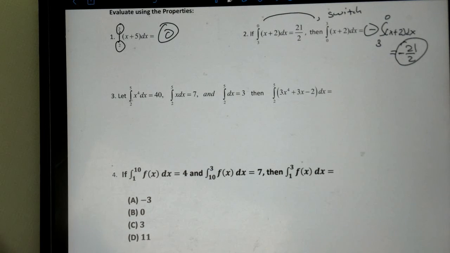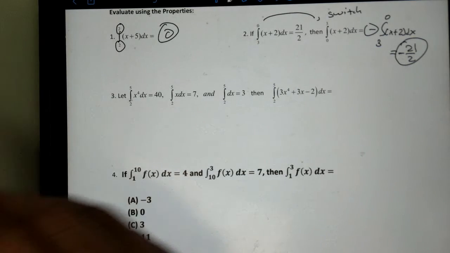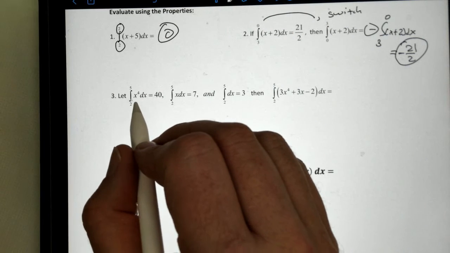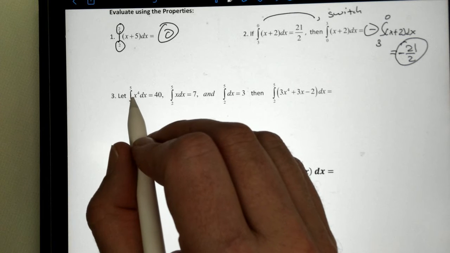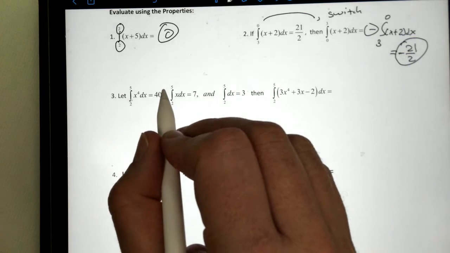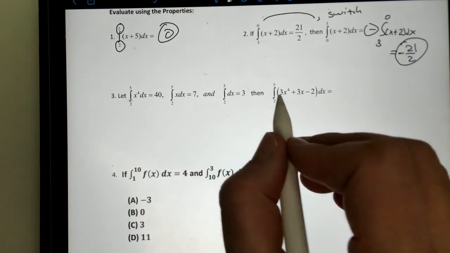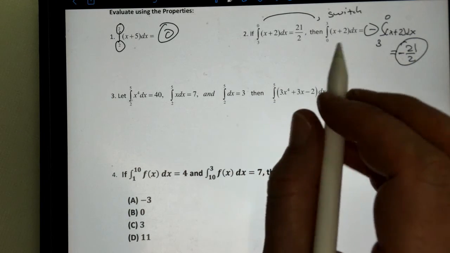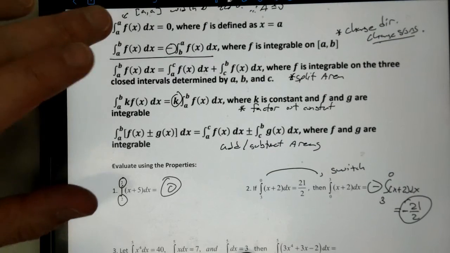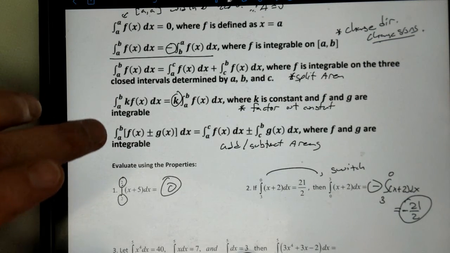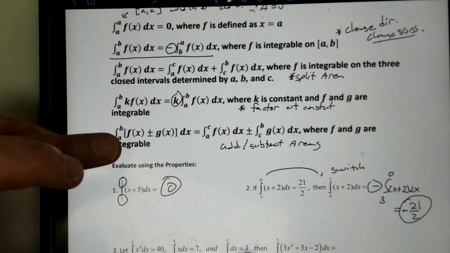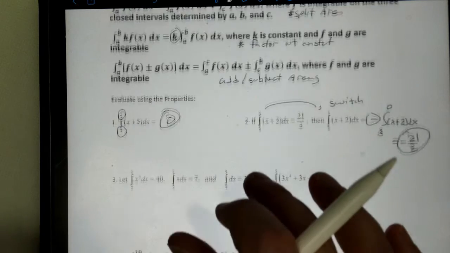For questions like number 3, this is always a fun one right here. If we let the area from 2 to 5 of x to the 4th equal 40, from 2 to 5 of x dx is 7, 2 to 5 dx is just 3, and I want to evaluate what this is going to be. Well, I'm going to use these properties up here. I'm going to split them, and I can use these properties where I can rewrite my integral as addition, subtraction, and I can factor out any constants.